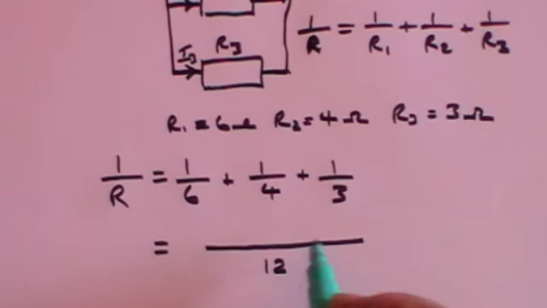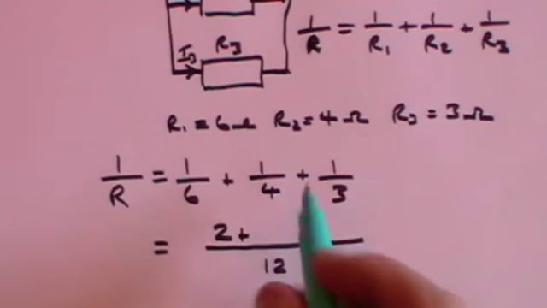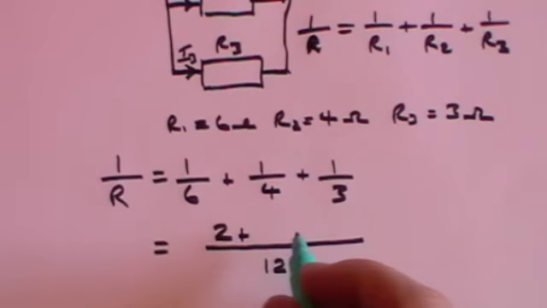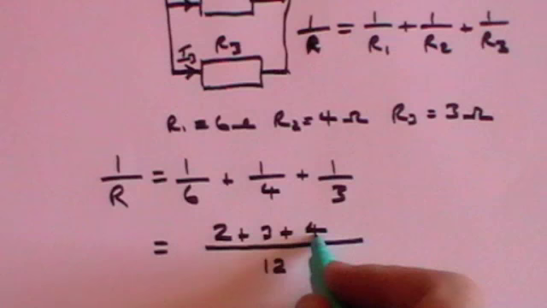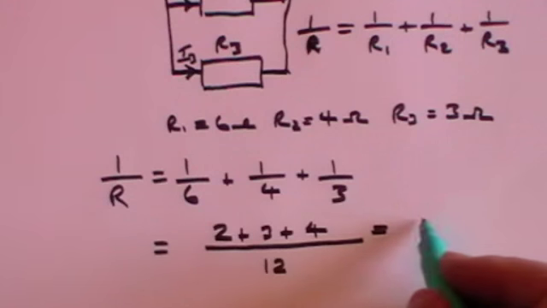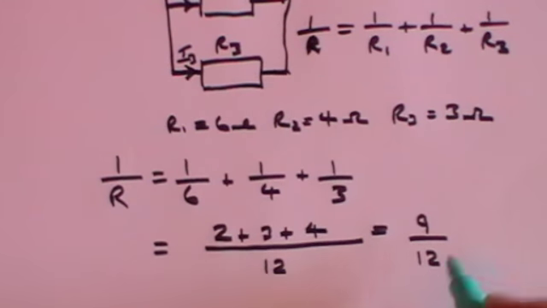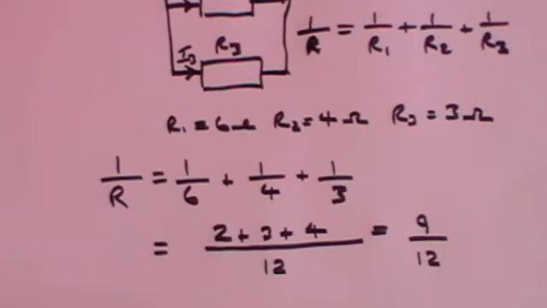to be 12. 1 over 6 is the same as 2 over 12, plus 1 over 4 is the same as 3 over 12, plus 1 over 3 is the same as 4 over 12, and that gives you 2 plus 3 is 5, plus 4 is 9, 9 over 12. But don't think that that is the total resistance. That is 1 over the total resistance.